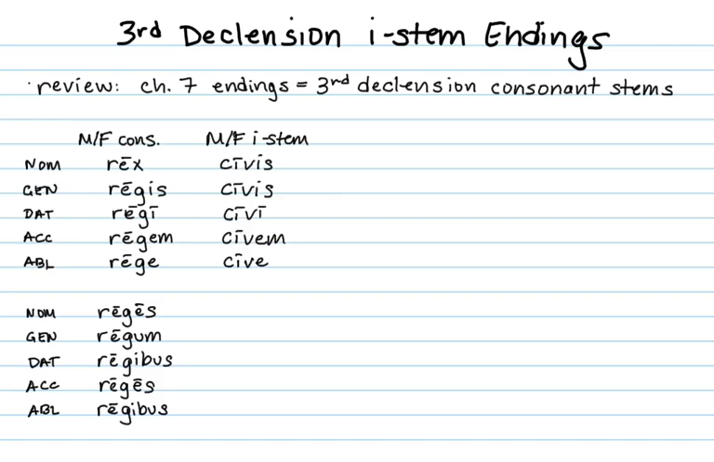So for example, civis, civis, civi, civem, cive. And in the plural, cives, the new form is that the genitive plural of an I stem has I before the um, so civium. But then we're back to civibus and cives. For I stem nouns only in the masculine and feminine, an alternative ending for the accusative plural is long is. You'll see this very commonly in real Latin, but Wheelock doesn't use it as often. The ablative plural is civibus.